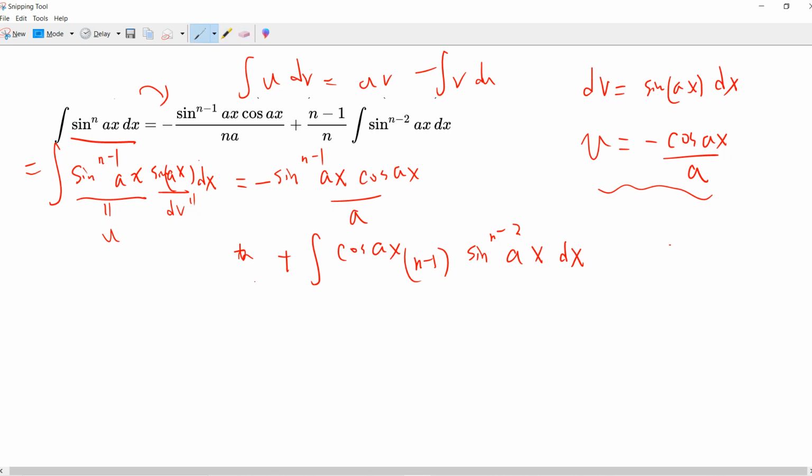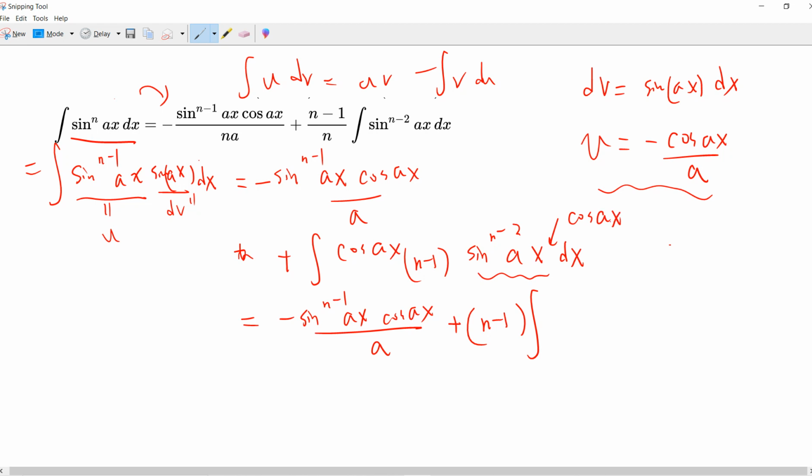Okay, so let me make it better. So this is this one plus (n-1). Oh, sorry, we'll do it with respect to sine. There is a chain rule, right? So a cosine ax will come out. So finally you get sin^(n-2) ax cos^2 ax dx. So we can write this cos^2 ax as 1 minus sin^2 ax. Okay, so finally we get this.